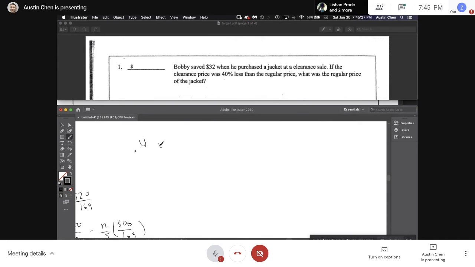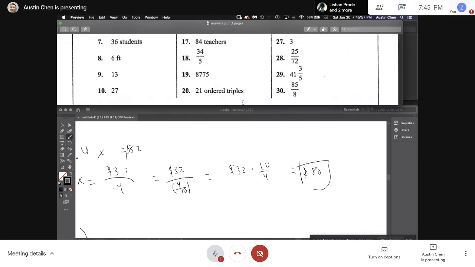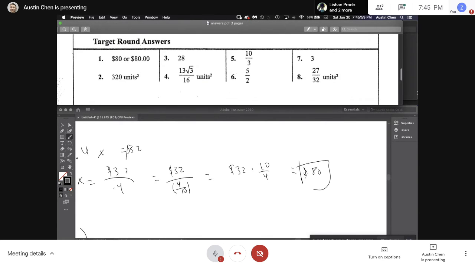So if we say X is the value of the jacket, then 0.4 times X is equal to $32. So then X is $32 over 4 tenths. So 32 times 10 over 4. Cancel out 4 from 32 to get 8. So then you just have 80. And yeah, the answer is 80.